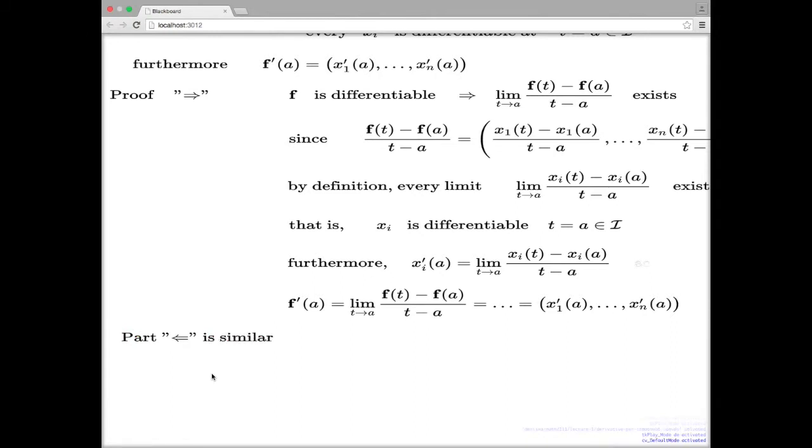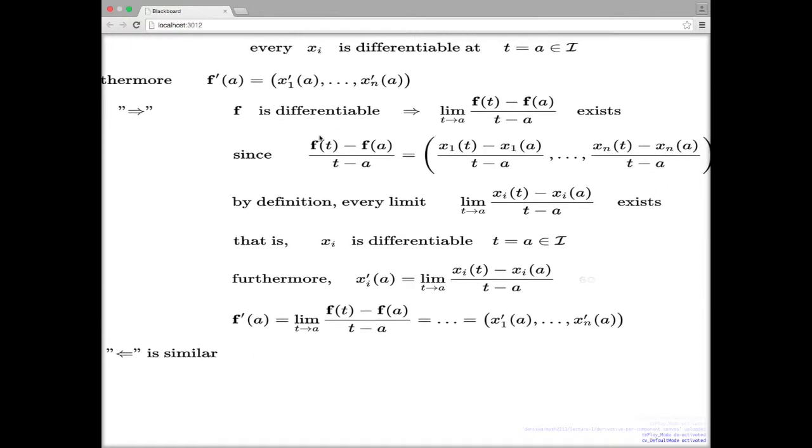Well, actually, it is similar. You just have to reverse every implication in this chain of lines in the opposite order. By assuming that every individual component is differentiable, you assume that every such limit exists. So you replace every component here with such a limit. And now when you know that every such limit exists, by the definition of the limit of the vector function, it means that the limit of the vector function exists. And that's why f is differentiable.